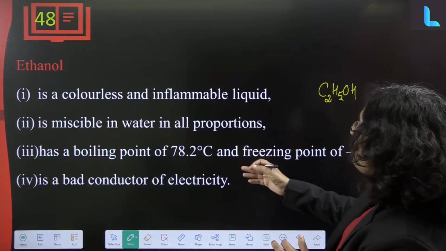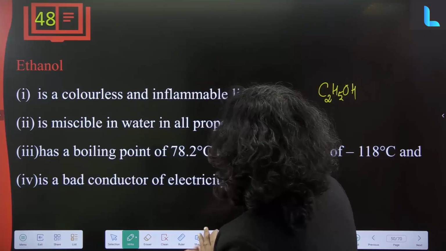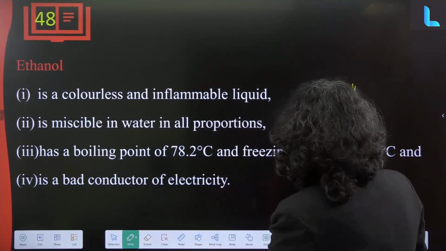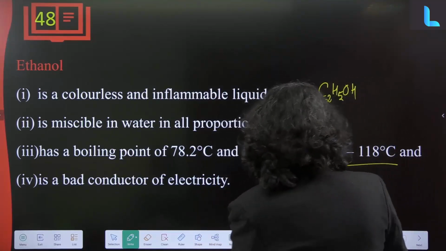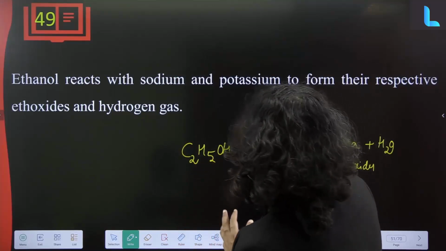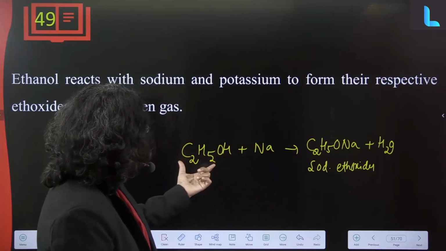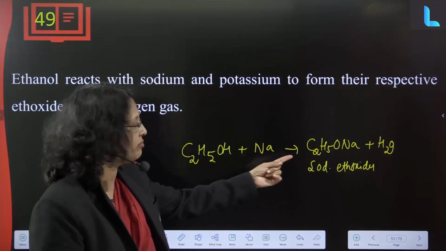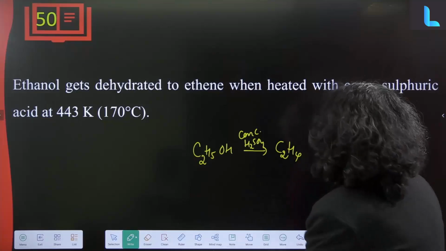Ethanol's formula is C2H5OH. It is a colorless inflammable liquid, miscible in water, with a boiling point of 78.2 degrees, freezing point of minus 118 degrees, and it is a bad conductor of electricity. Why? Because it does not ionize. Ethanol reacts with sodium or potassium to give the respective ethoxide: with sodium, sodium ethoxide; with potassium, you get C2H5OK, potassium ethoxide.